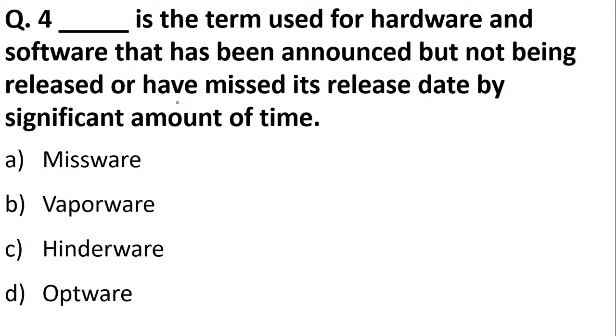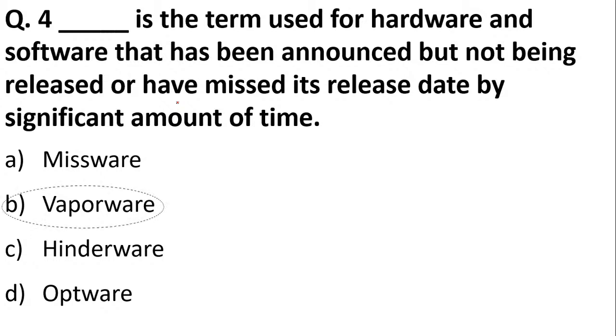Okay, like if there is a software which can track all your budget related things, some hypothetical software they might have announced, and they might have started working on it, but it has not been released. So that kind of software is called vaporware.